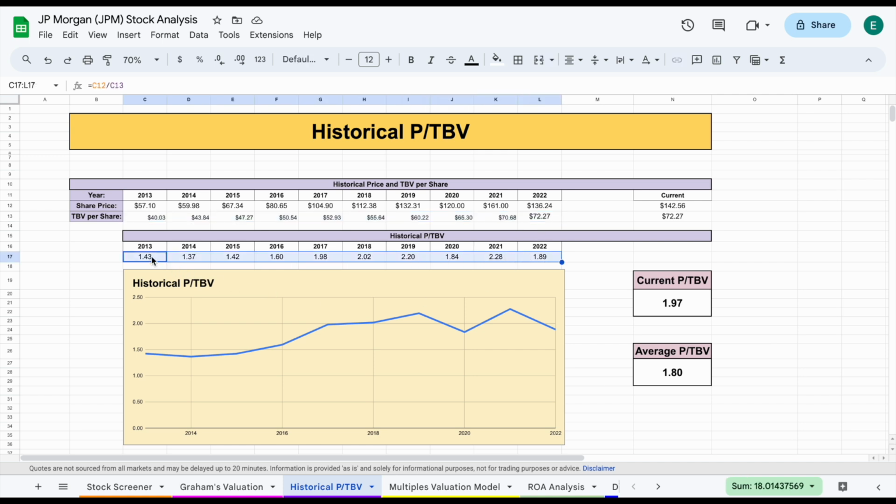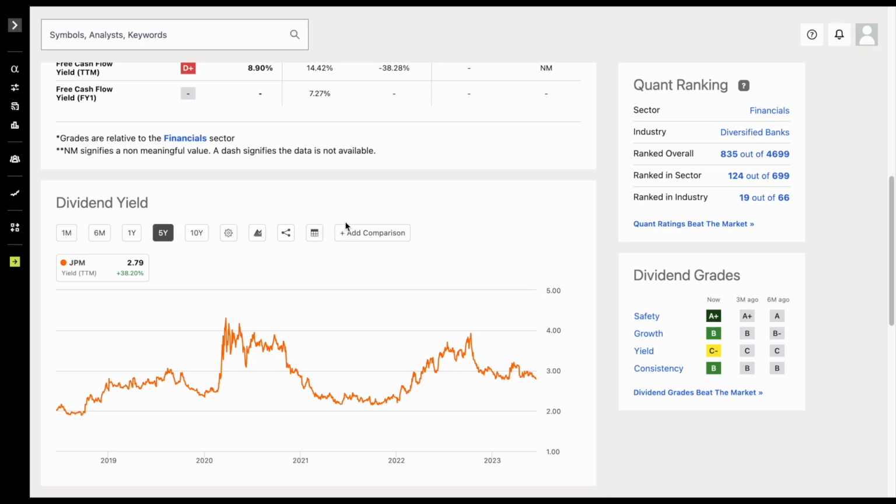So you can see from 2013 to around 2016, it was sitting at around 1.4 to 1.6. But since 2017, it's been sitting a little bit higher than that. The current price to tangible book value is sitting at 1.97, while the average price to tangible book value is sitting at 1.8. So according to this historical data, it looks like JP Morgan is a little bit overvalued compared to where it's been historically.